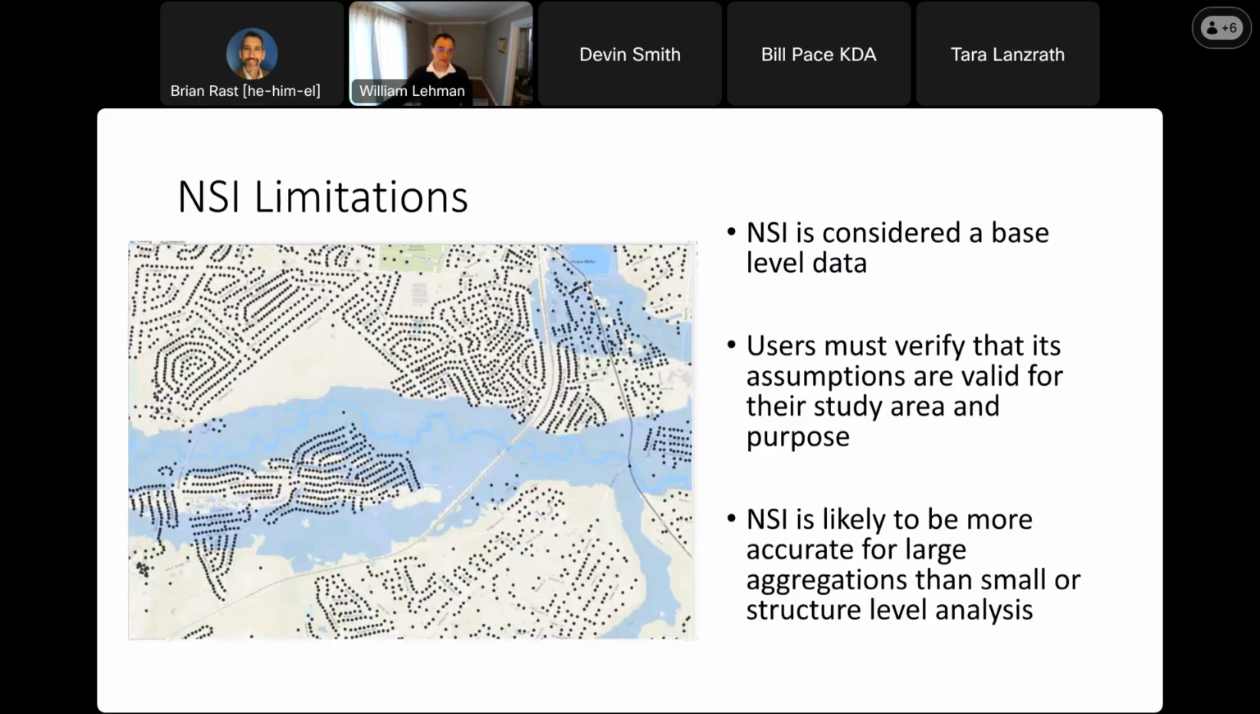So the NSI, like I'm saying, is a base level data set. I would highly recommend that there is some level of curation prior to broad utilization. It's more likely to be accurate for a large aggregation, so something like a census block or a county would be better than thinking about it on a per asset level without curation. With curation, if you do spend the time to make the data set better, I definitely think it could be utilized for individual asset decisions like structure raising.